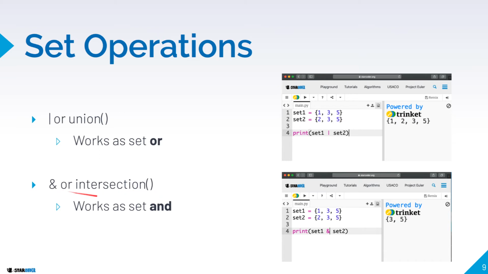And then the AND here, or intersection, works just like binary AND, meaning that it'll only return the values that are in both set 1 and set 2. In this case, that's 3 and 5, so it will return 3, 5.